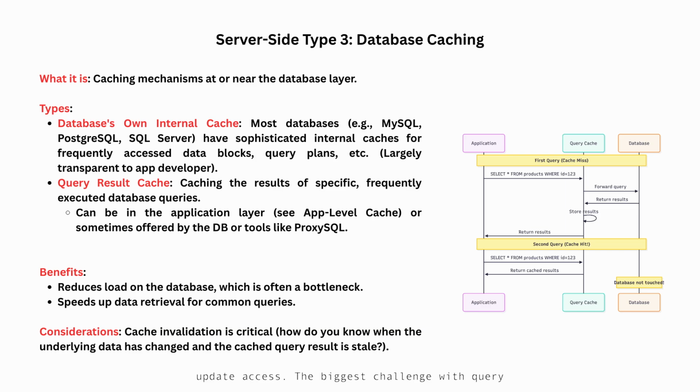The biggest challenge with query result caching is cache invalidation. If the underlying data in the database changes, how do you ensure your cached query result is updated or removed so you don't serve stale data? This is a classic hard problem in computer science.